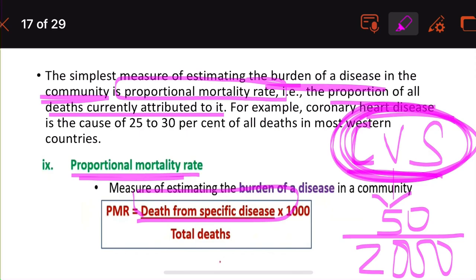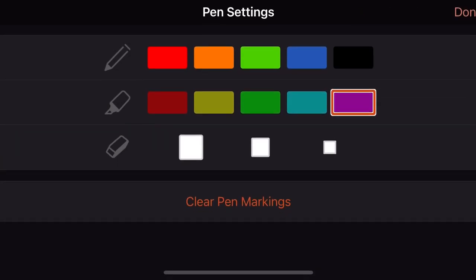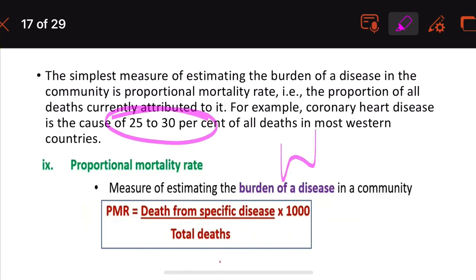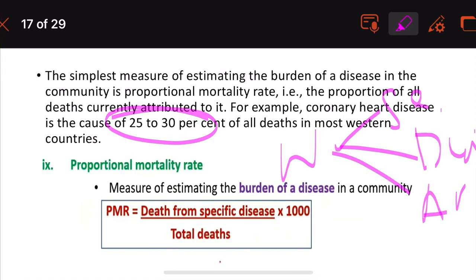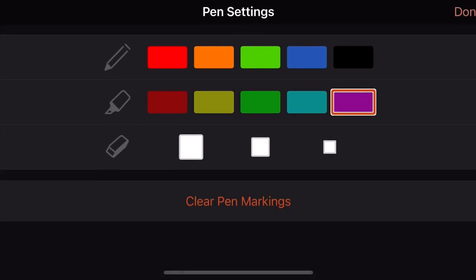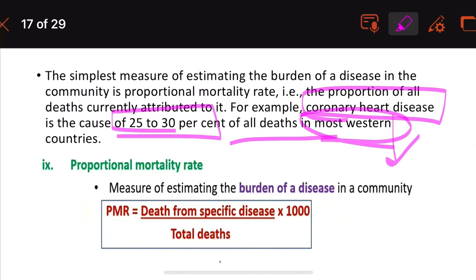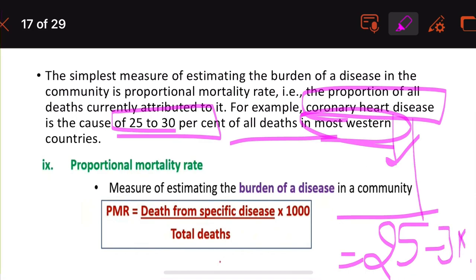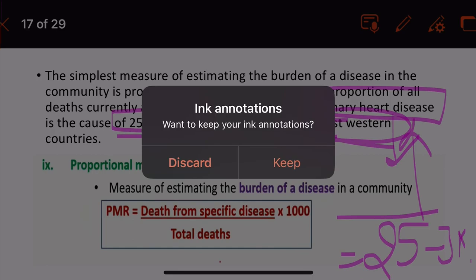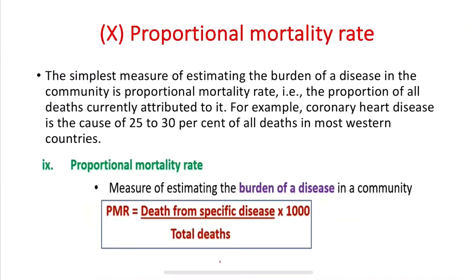For example, coronary heart disease is the cause of 25 to 30% of all the deaths in the Western countries. They have given a value for the Western countries because of the sedentary lifestyle, diet, smoking, alcohol and other addictions, which lead to a lot of increase in the cholesterol level and lead to cardiovascular diseases. Coronary heart disease is especially common in the Western countries, and it attributes to 25 to 30% of the deaths. So out of total deaths, 25 to 30% is attributed to cardiovascular diseases. This is the burden of a disease in the community.